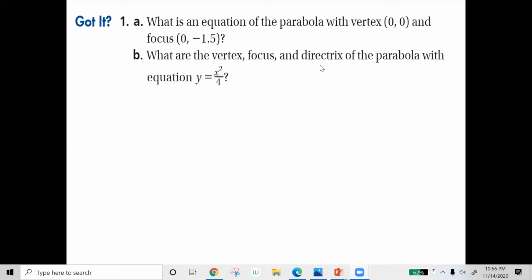Let us answer Unit 1, letter A. The question is, what is an equation of the parabola with vertex (0, 0) and focus (0, -1.5)? Our first step is to find the given. So our given is the focus, which is (0, -1.5), and the vertex (0, 0).